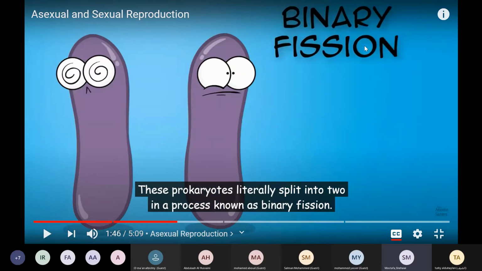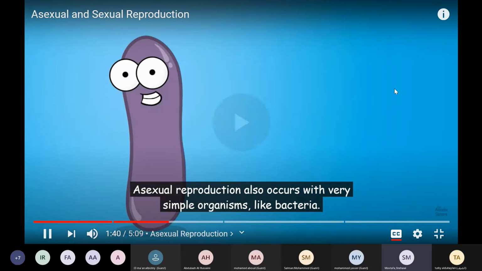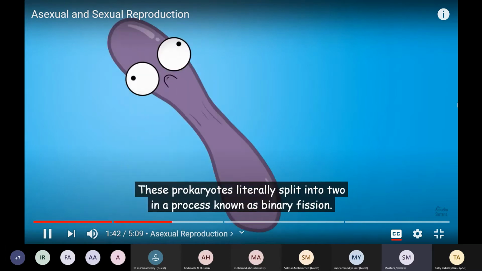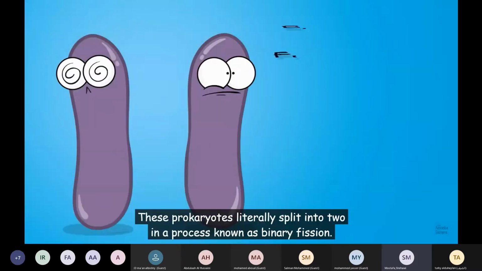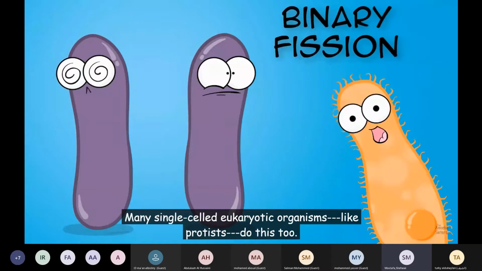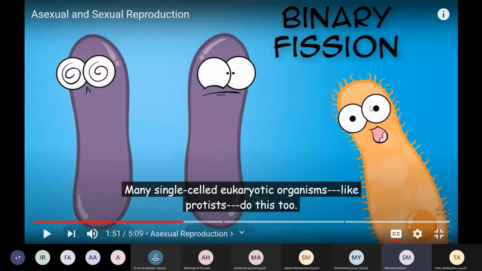So she started talking about another type. We talked about the spider plant, which reproduces asexually. Another example is bacteria, or prokaryotes. Bacteria is a prokaryote; it doesn't have a nucleus. It reproduces by a process called binary fission, which is a process of asexual reproduction. Let's listen to it again. Like bacteria, these prokaryotes literally split into two in a process known as binary fission. Many single-celled eukaryotic organisms, like many protists, can do this. Many protists, like Euglena, can reproduce by binary fission.